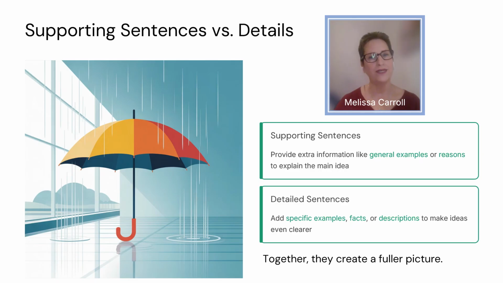So let's take a moment to look at what a supporting sentence is. A supporting sentence is going to provide extra information like general examples or reasons to explain the main idea. They will always support the main idea, but the detail will support the supporting sentence. So detailed sentences add specific examples, facts, or descriptions to make ideas even more clear. Together they create a fuller picture.